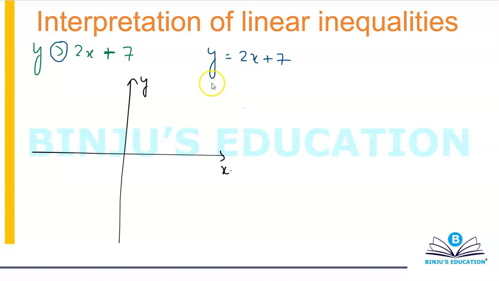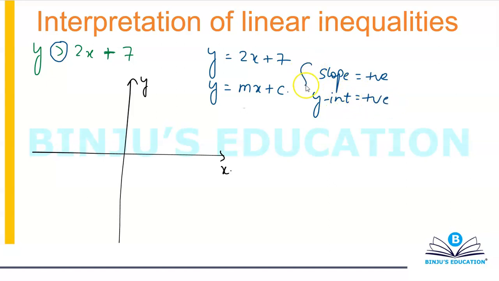Now compare this equation with the slope intercept form of a line, that is y is equal to mx plus c, or sometimes people call that y is equal to mx plus b also. It's completely your call, it doesn't matter. So I can say that my slope is positive and my y-intercept is also positive. I just need a rough interpretation. Whether you're preparing for SAT, GMAT or GRE, you just need a rough interpretation of linear inequalities. Exact is not required, don't worry about it.